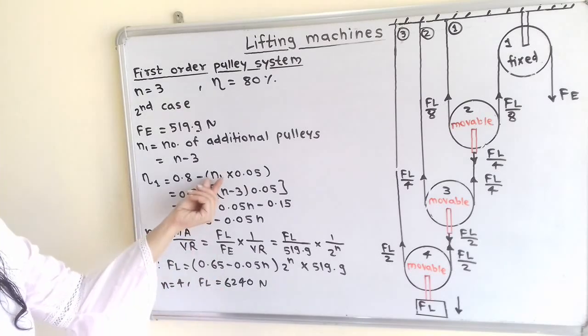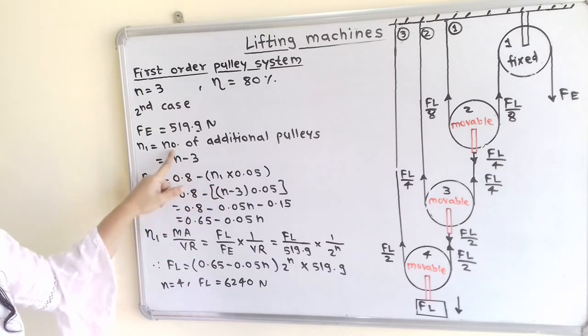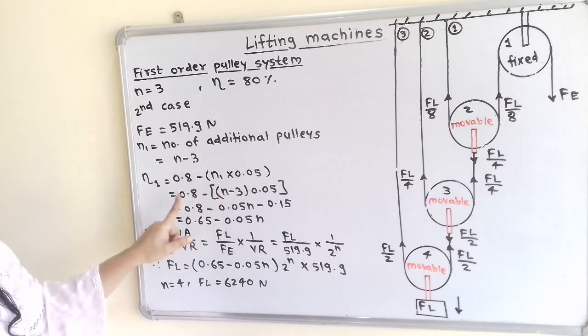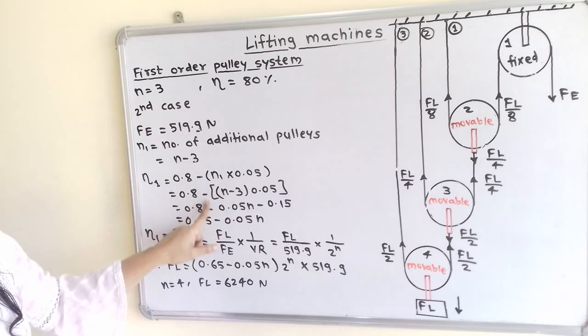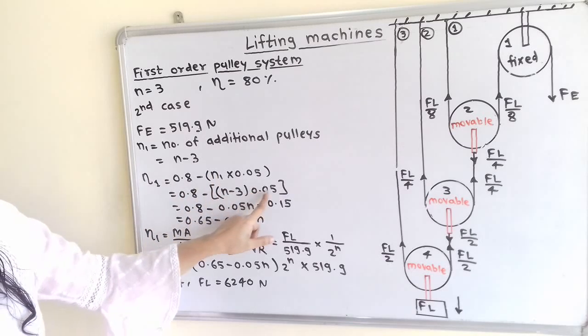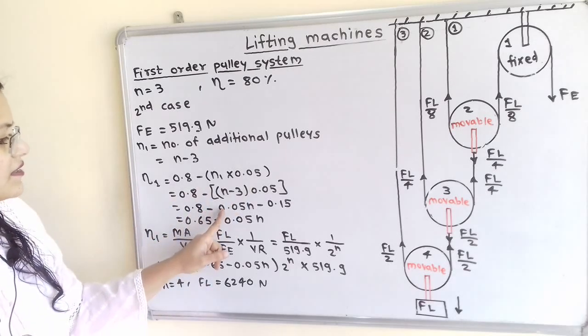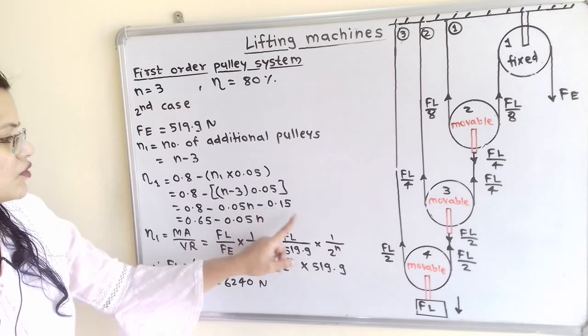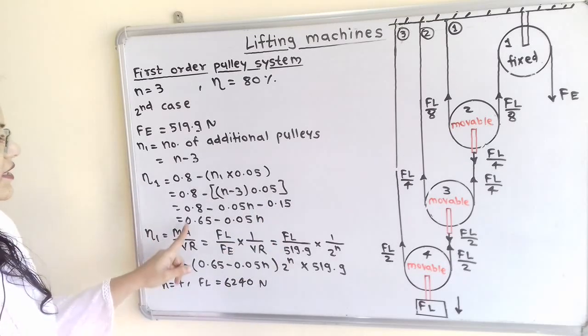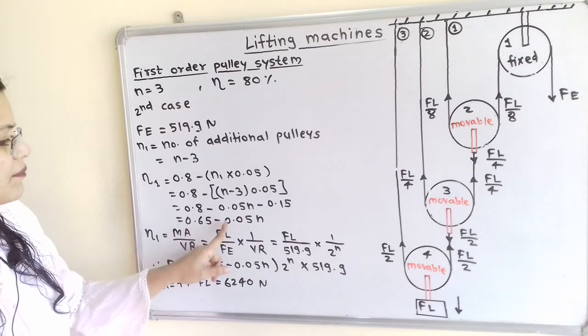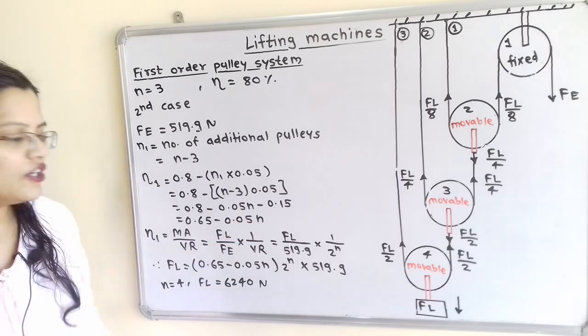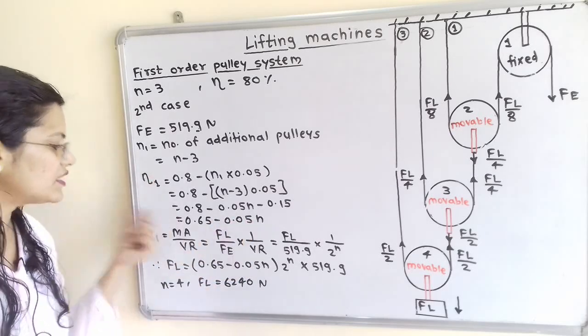Now we will put the value of N1. N1 in terms of N is N minus 3. So 0.8 minus, in the bracket, N minus 3 into 0.05. We will simplify this: 0.8 minus 0.05 N minus 0.15. So eta 1 is equal to 0.65 minus 0.05 N. So this is the final value of eta 1.